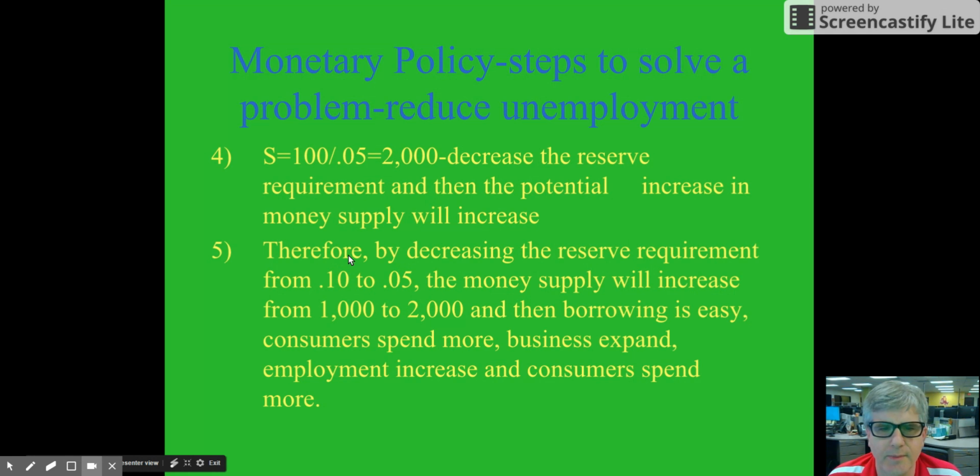This is our conclusion statement. Therefore, by decreasing the reserve requirement from 10% to 5%, money supply will increase from 1,000 to 2,000. Borrowing is easy. Consumers spend more. Businesses expand. Employment increases, and consumers spend more money.